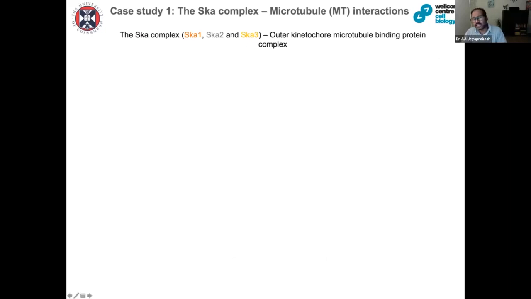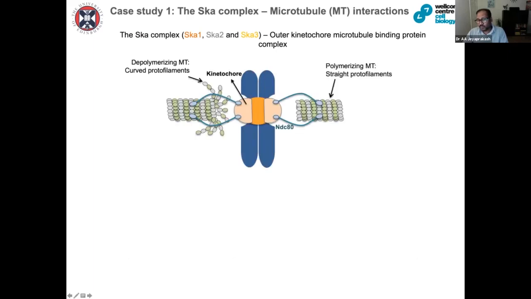The SCAR complex is a 3-subunit protein complex, and its subunits are called SCAR1, SCAR2, and SCAR3. It is an outer kinetochore microtubule binding protein, and it's one of the major regulators of chromosome segregation. As you might remember, to achieve chromosome segregation, the chromosomes need to be physically attached to the spindle microtubules. And the microtubules are dynamic structures. They undergo cycles of microtubule polymerization and depolymerization.